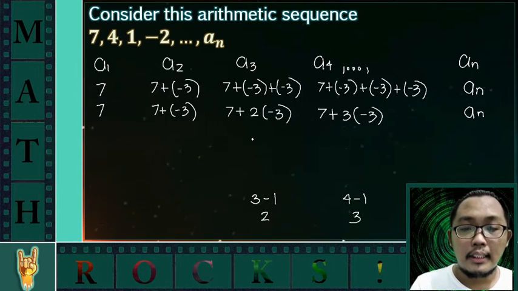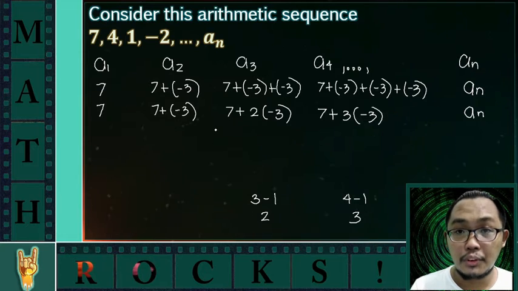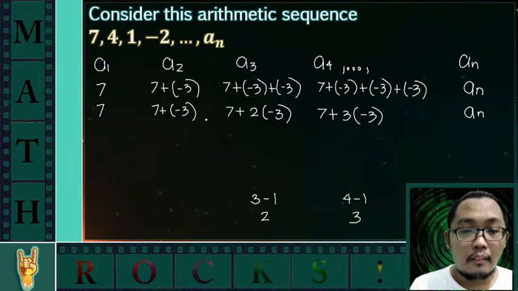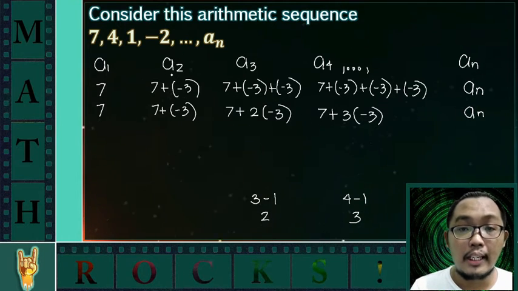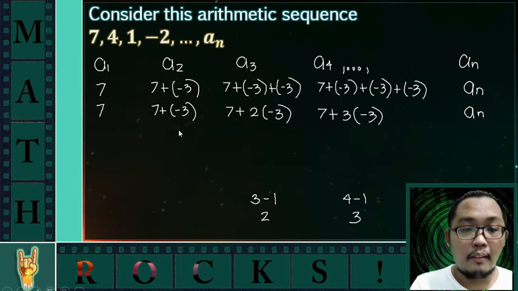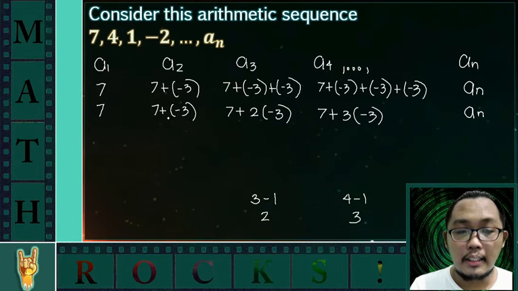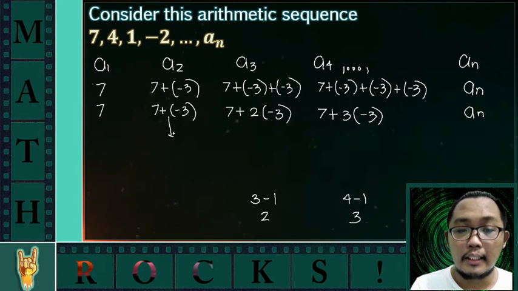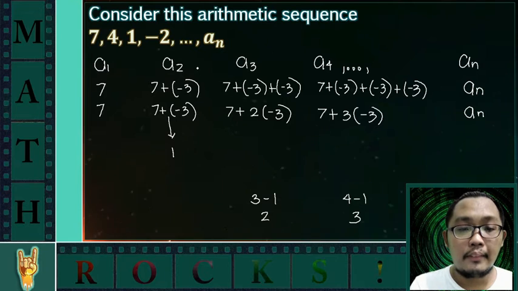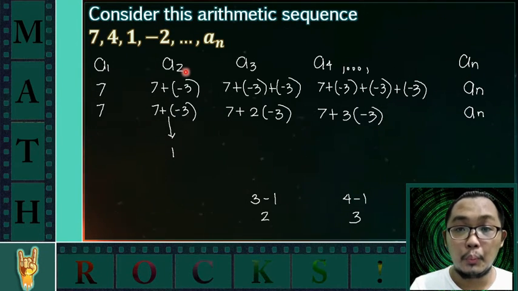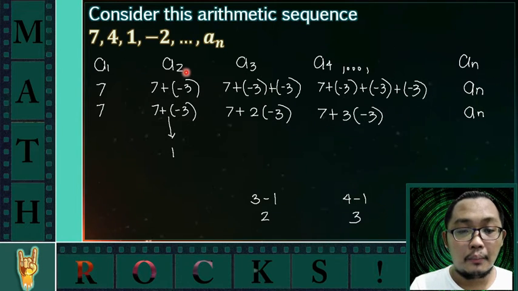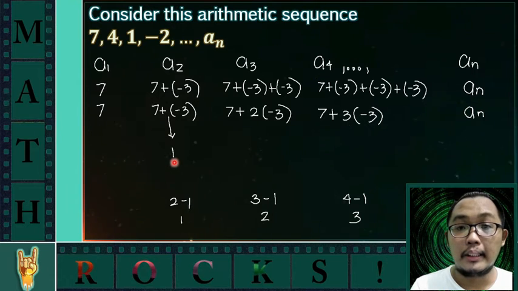So with that, let us see if those patterns are actually the same with the previous terms. Like for a sub 2, you have already noticed that the numerical coefficient right here is 1, for which the same pattern applies. Like if we reduce the 2 by 1, we will have this exact value of 1 right here. So the same pattern applies for the second term.